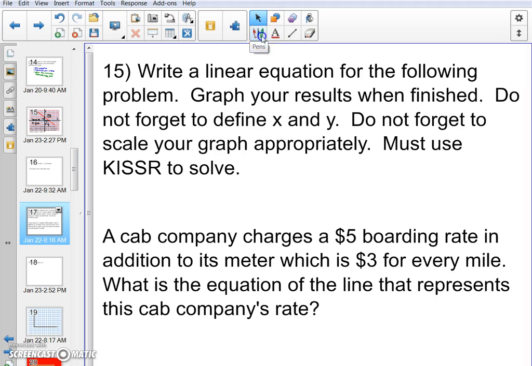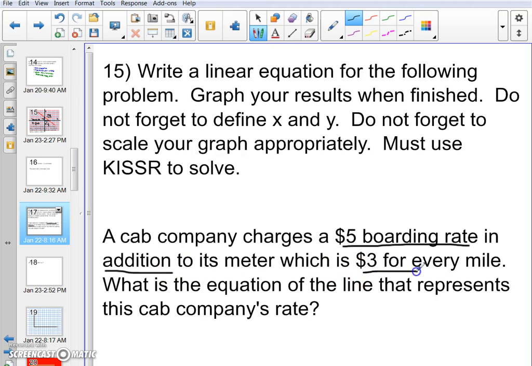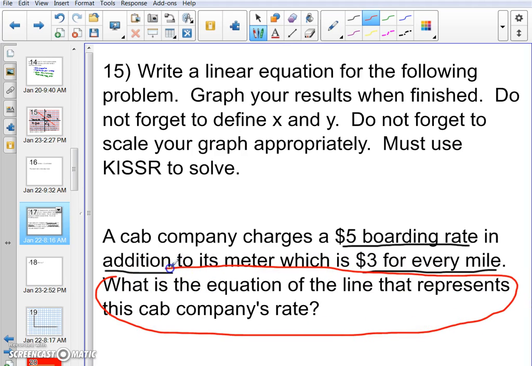So let's start with Kissor. The first K is underline key math words. So $5 boarding rate, in addition, I'm only going to underline the addition part, and then $3 for every mile. Now, what are we being asked? We are being asked to write an equation for the company's rate. So that's K, that's I.